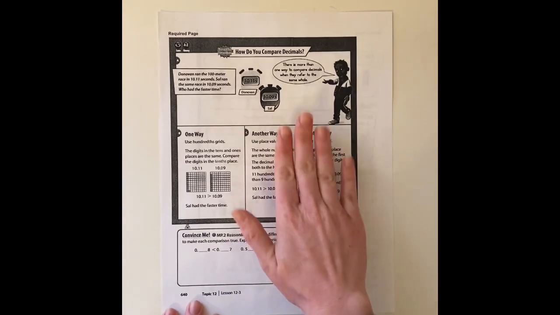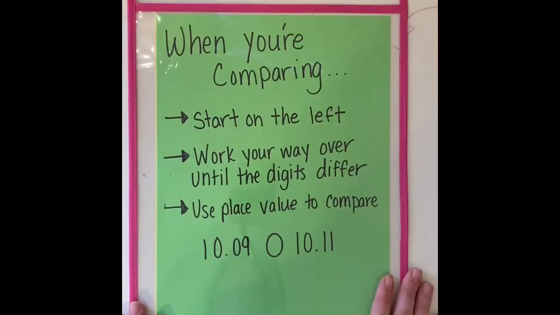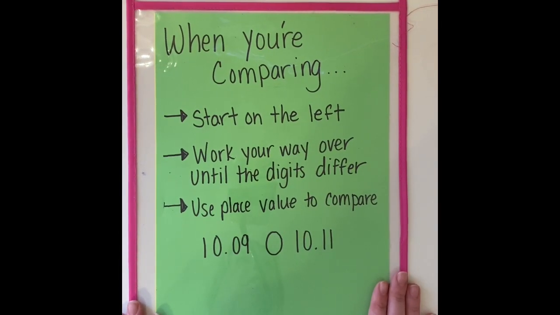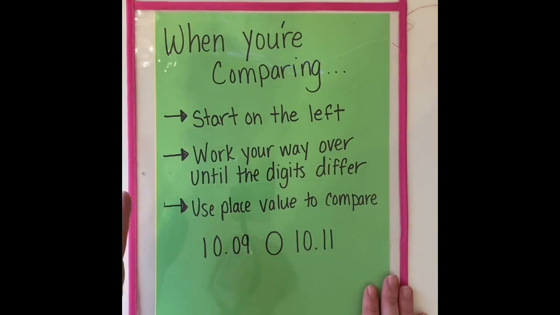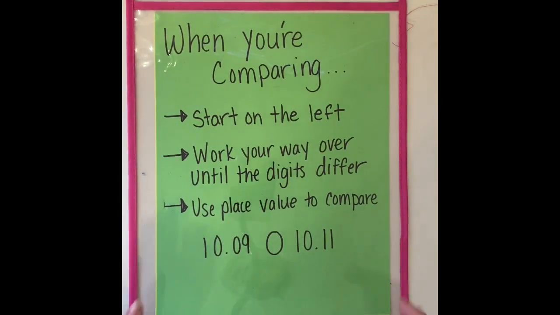So I'm not going to read these from the paper. I made a more concise list of just what to look for when you're comparing decimals. So when you're comparing decimals, and this is really with like comparing any number, you start all the way on the left. So you start on the left, and that would be the largest place value.